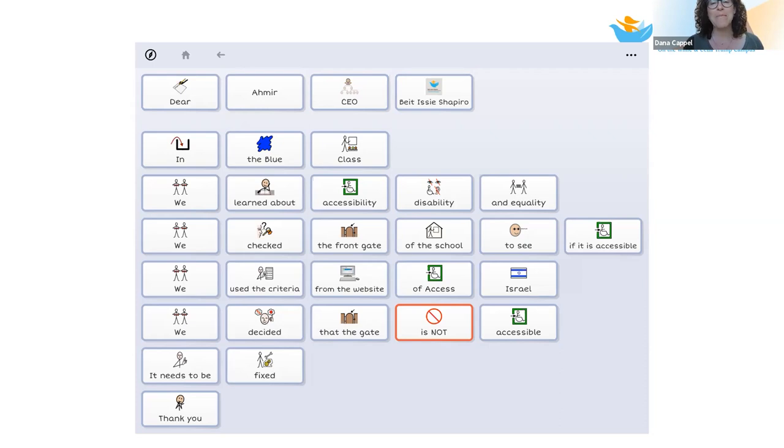So what could be more self-affirming than being able to advocate for yourself in such a way? So we know that not everybody has access to Grid 3, but many of these ideas can be used with other AAC software. And I hope that you've been given some ideas to work with this kind of population.